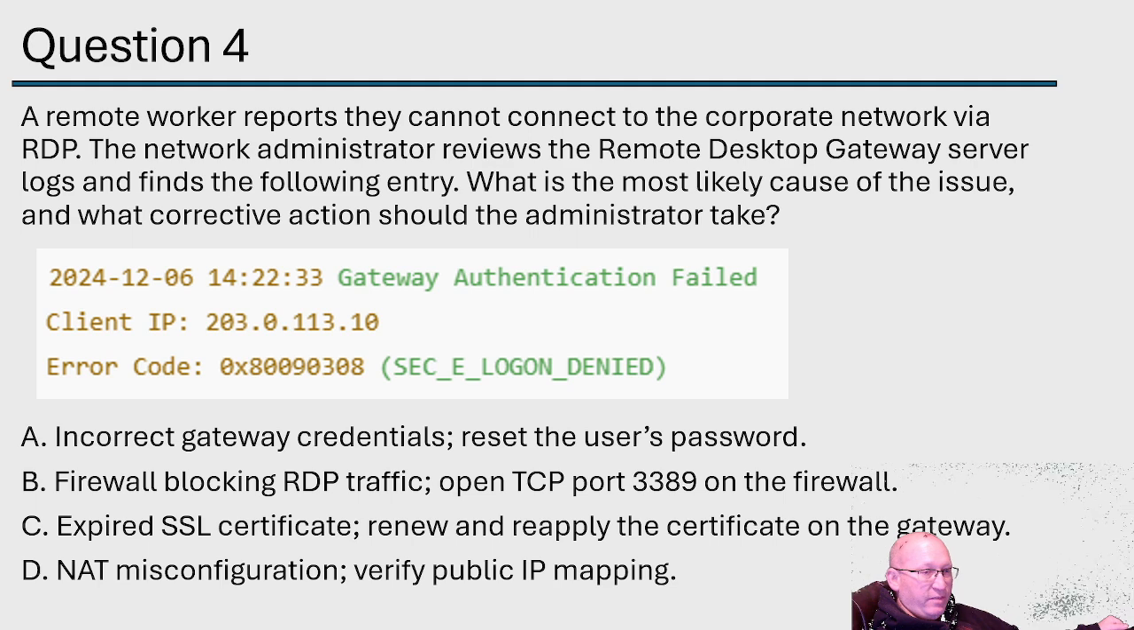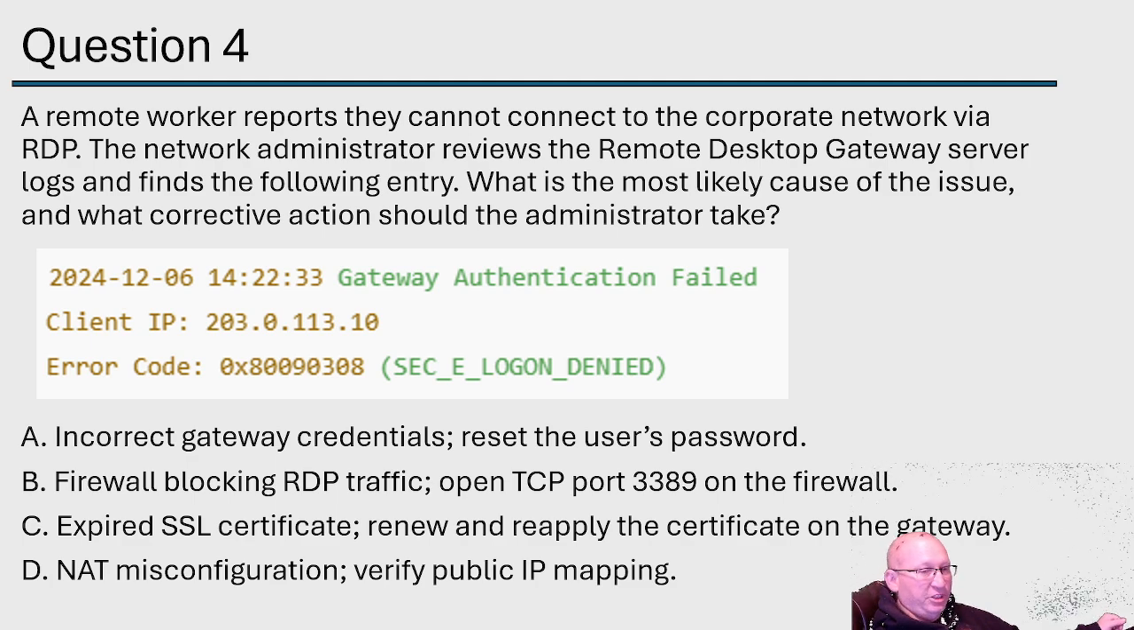I'll give you a second to figure out which one you like better, just in case you answered B or C. It's between A and D. What do you think? I feel like you've had enough time. If you guessed A, incorrect gateway credentials, you would be 100% correct. Why? It tells us right there, login denied, authentication failure, right? And those go with the user's passwords. It goes with the user's credentials. And so that kind of identifies it.